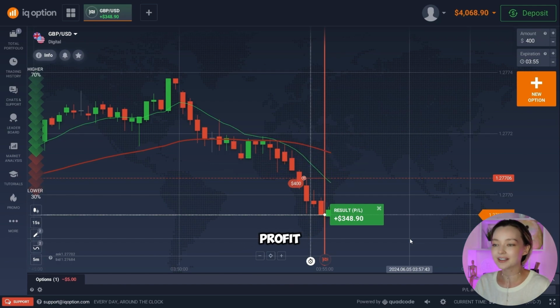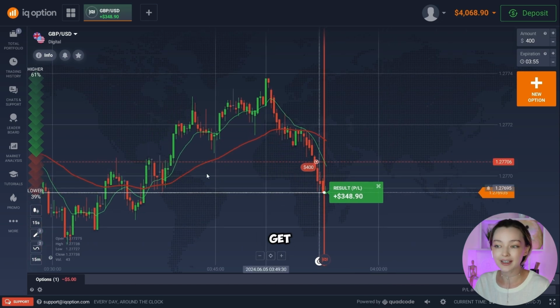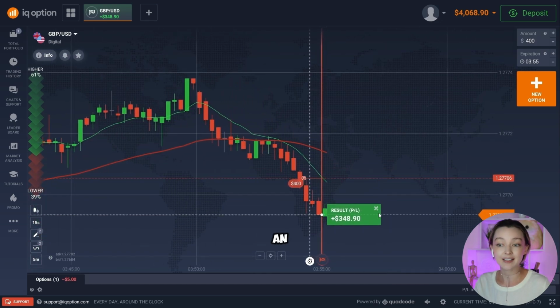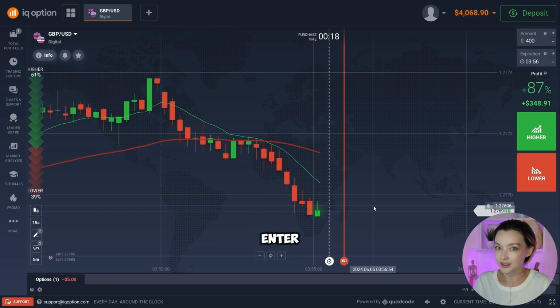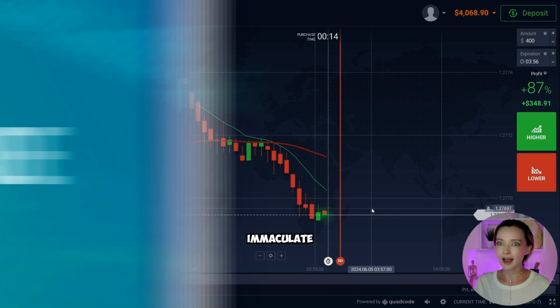Amazing, we've got a profit. Our trade turned out successful. The signal worked just like intended. I hope you get the whole working principle by now. Let's find an even more thorough chart with the signals to enter so that you can grasp the idea for sure. But yeah, this case was literally immaculate.